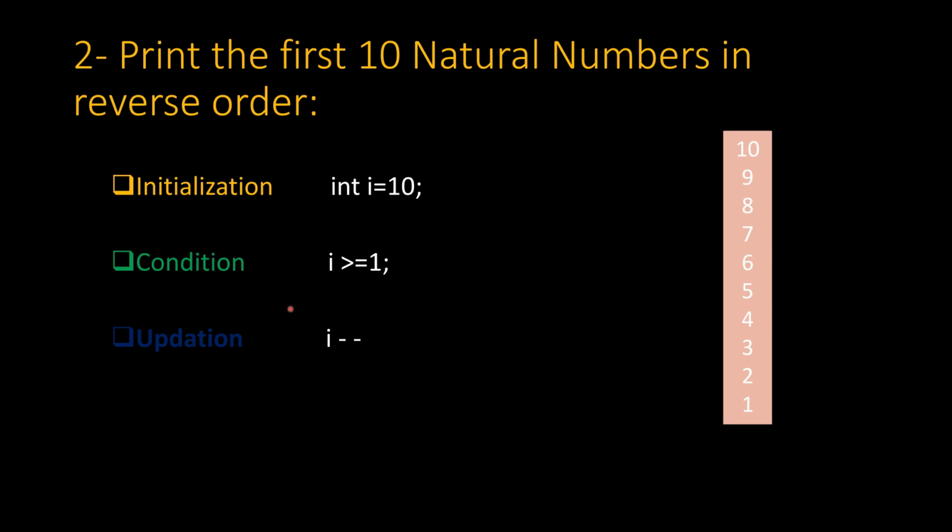And the condition is that our loop variable should be greater than or equal to 1. So for each iteration this condition is checked, and if this condition is true, our loop body, or the piece of code in the loop, will be executed. And in the updation I have written i minus minus, which shows decrement. So for each iteration the value of the loop variable is decreased by 1 unit. So let's try this in the programiz compiler.